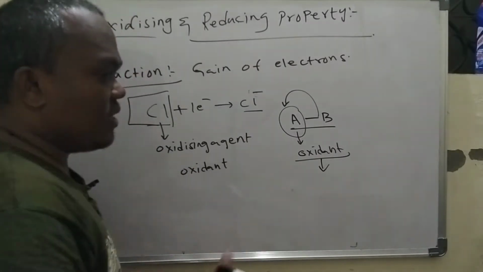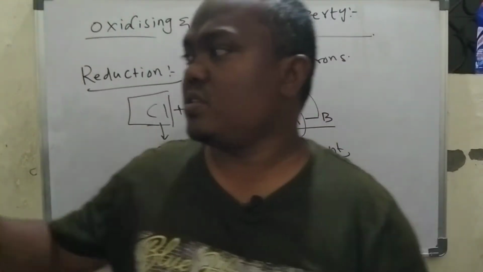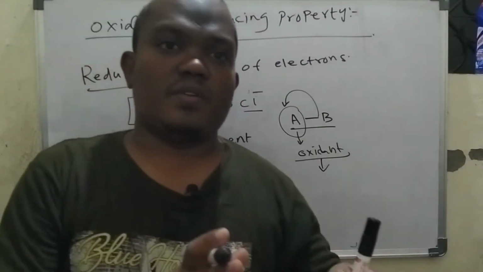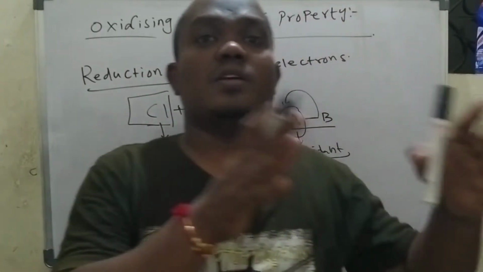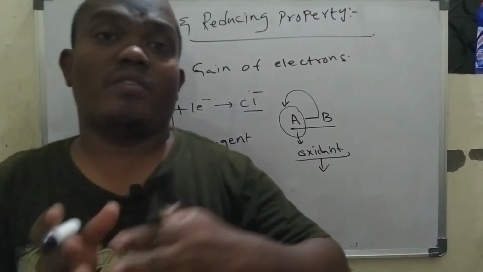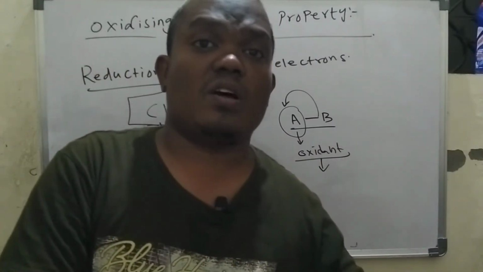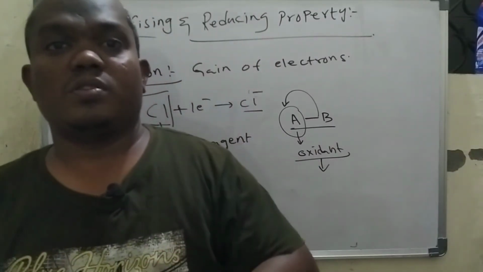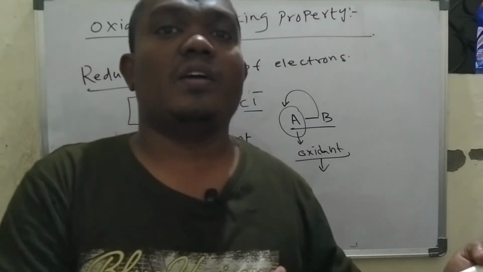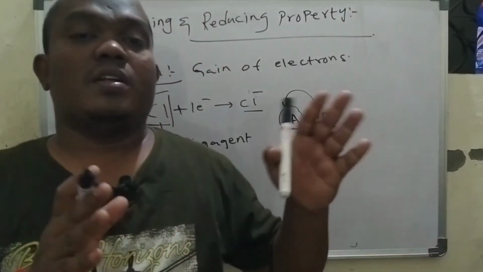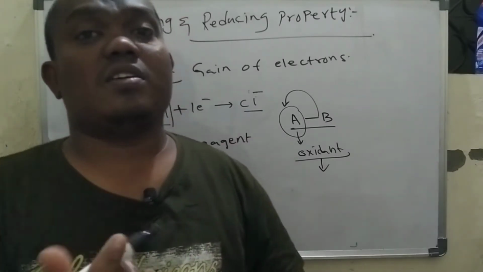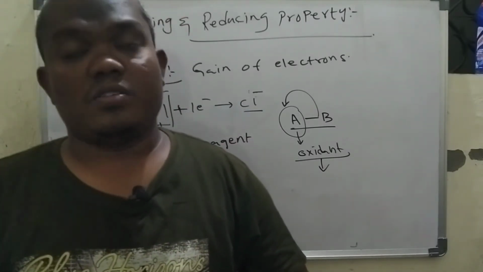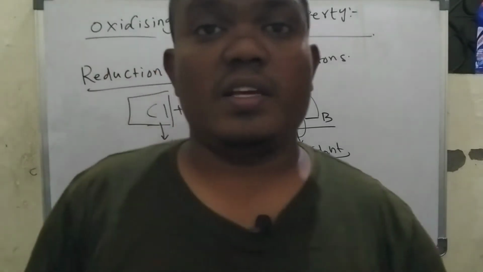So there is a clear difference. The process of loss of electrons is called oxidation. The substance which undergoes loss of electrons is called a reducing agent. The process of gain of electrons is called reduction. The substance which gains electrons is called an oxidizing agent, or has oxidizing property.